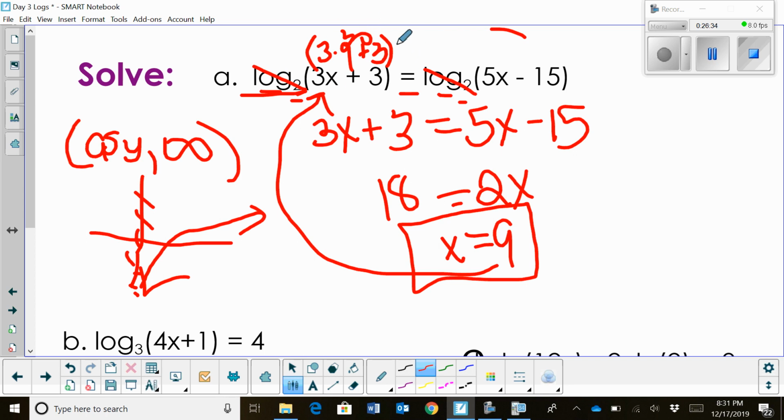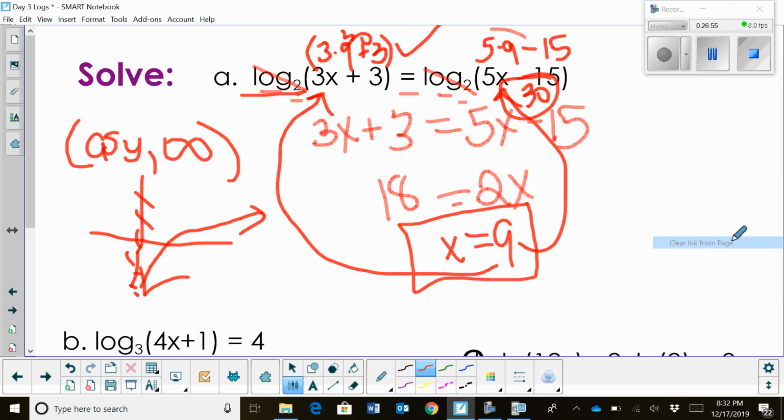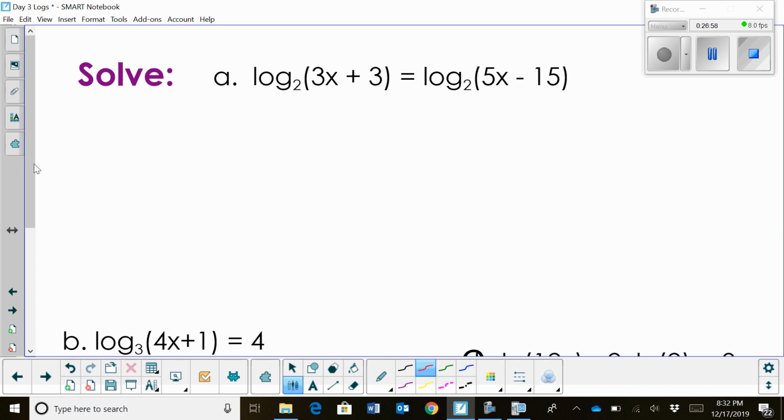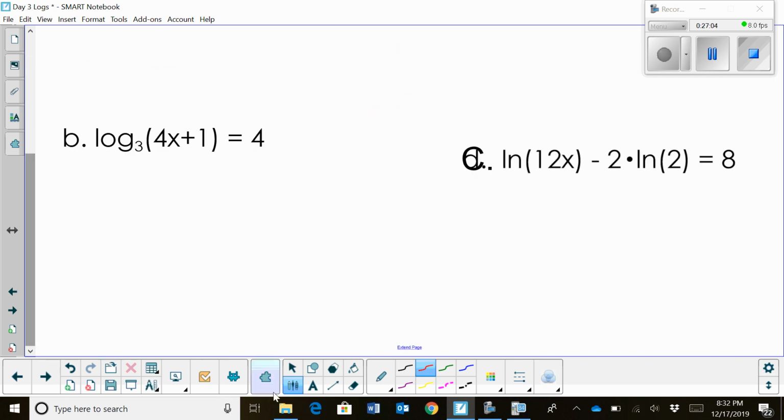And that value is fine because we're taking the log of a positive. I'm going to check it on this side and see if we get the same thing. I'm going to take 5 times 9, which is 45. And 45 minus 15, that's also 30. So yes, both sides are equal. And yes, both sides work because we're getting a positive log. We're taking log base 2 of positive values. So our answer is just simply x is 9, and that does work, and it's not an extraneous solution.